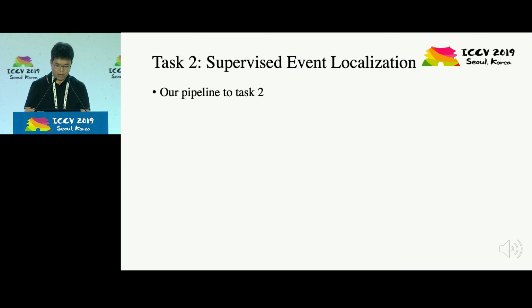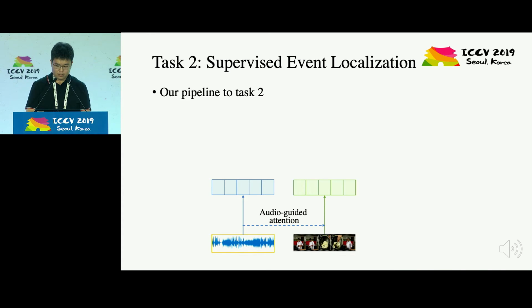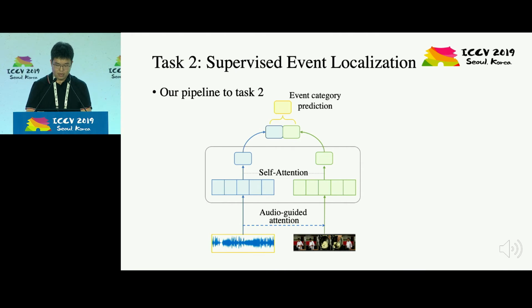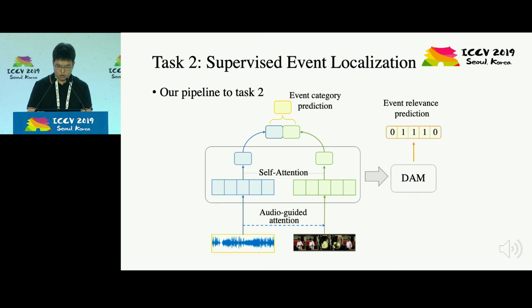So here is our pipeline for task 2. Given both the audio and visual inputs, we first extract these local features. Here we use audio-guided attention to enhance the local features. And then we use self-attention to obtain a global feature. Next, we concatenate them to predict the event category. On the other hand, we also input this global and local feature to our DEM module, and DEM will output the event relevance score. And the final prediction is a combination.